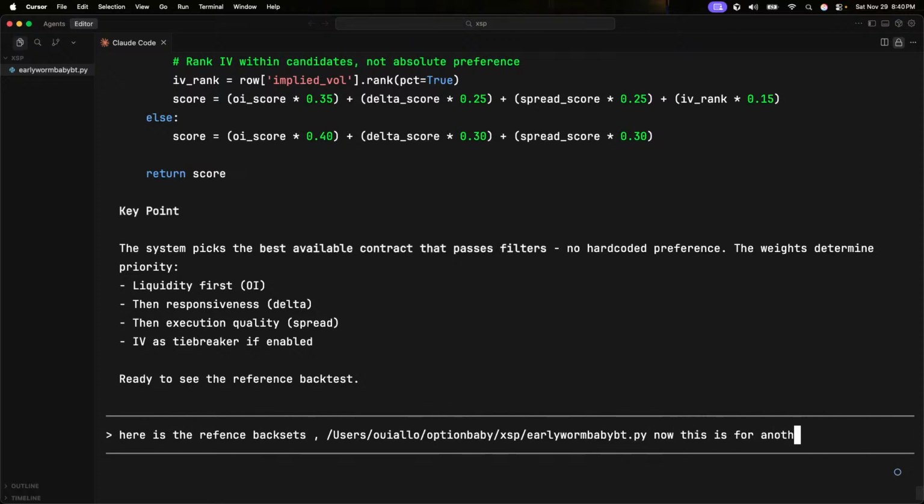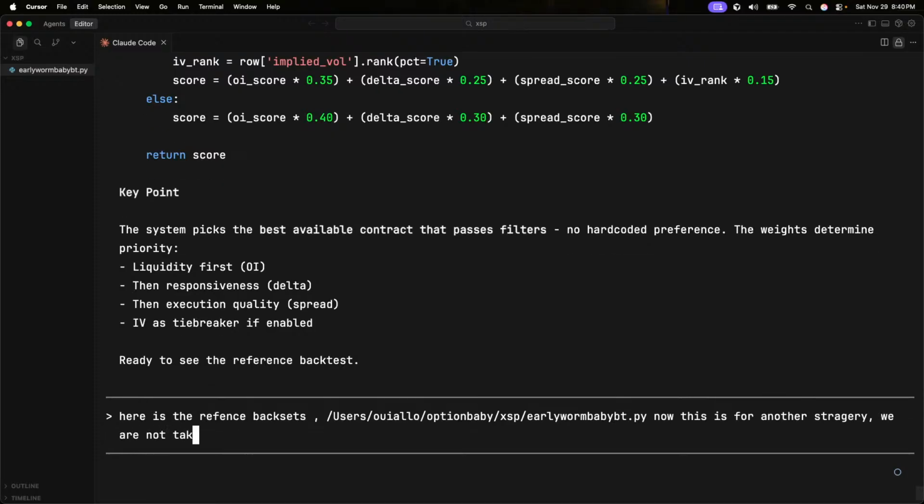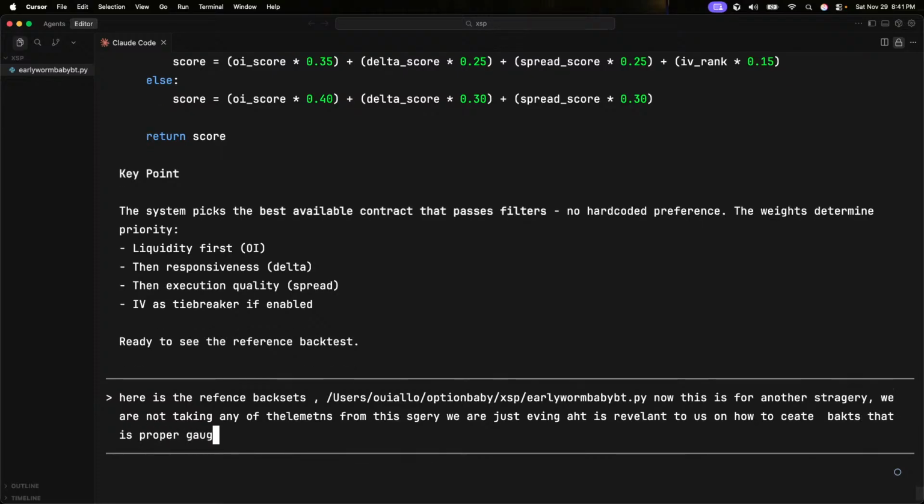Now, this is for another strategy. We are not taking any of the elements from this strategy. We are just reviewing what is relevant to us on how to create a backtest that will properly gauge how what we are developing will do. Got it? Now review using grep and awk. These are just different ways to search the file, so it doesn't have to read the whole thing. It's a more targeted way to search and read a file. Read the file, then let's discuss.